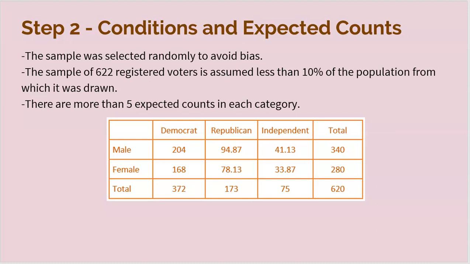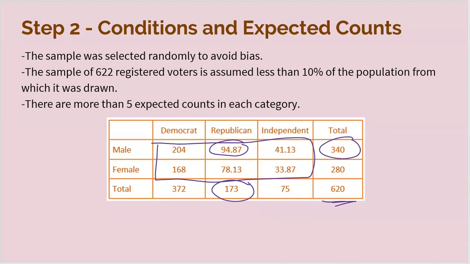So once again, here are the totals I got. These are all the expected values. For example, let's talk about males that are Republican. I took the row total, 340, times the column total, 173, and divided by the grand total of 620. And you literally repeat that process for all 6 of these values. Notice how I kept 2 decimals as well.